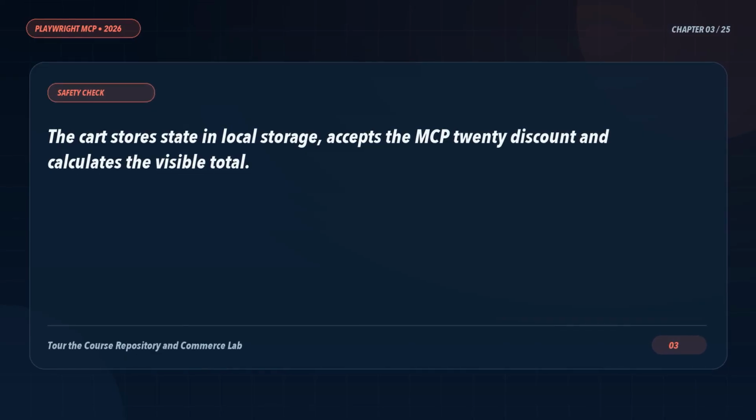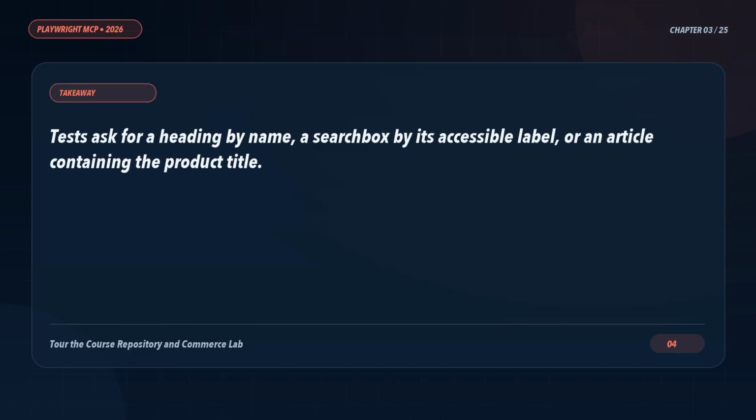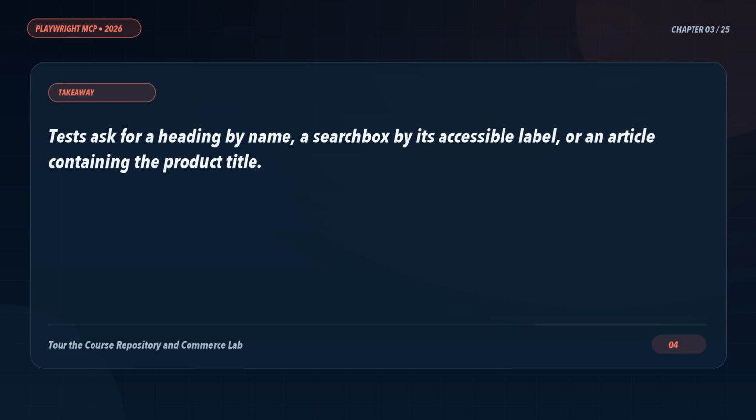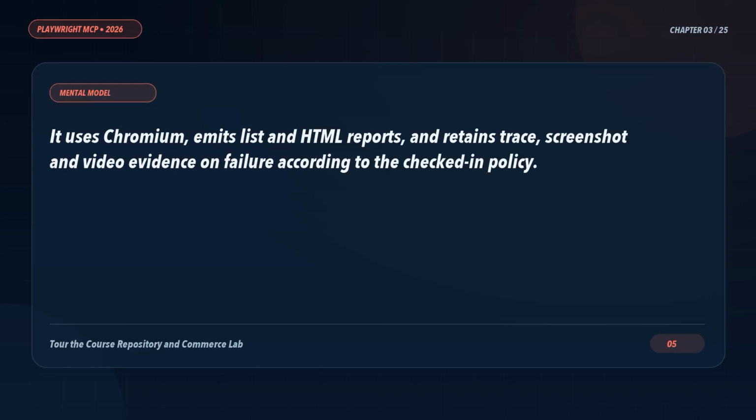The cart stores state in local storage, accepts the MCP 20 discount, and calculates the visible total. Checkout requires a name, UK test address, delivery choice, and an explicit acknowledgement that this is a demonstration. A successful order returns a lab identifier and a receipt link.